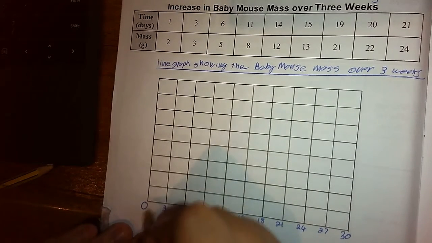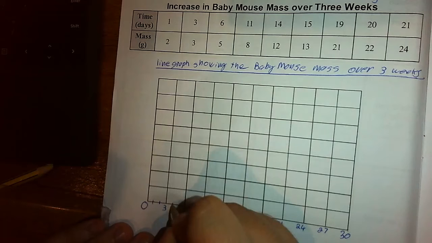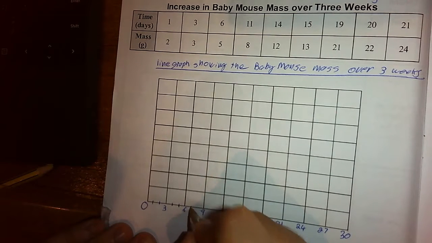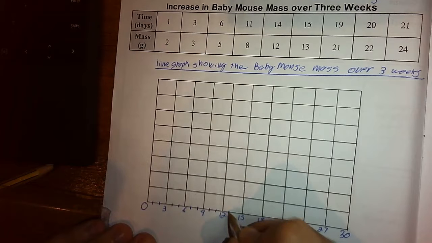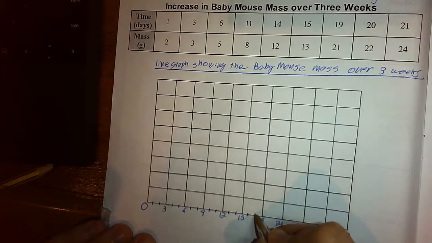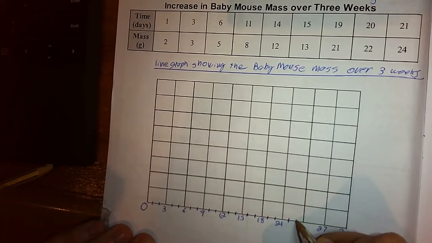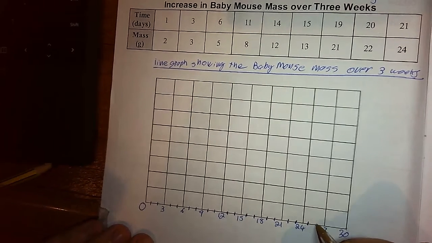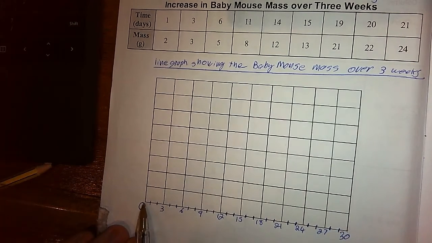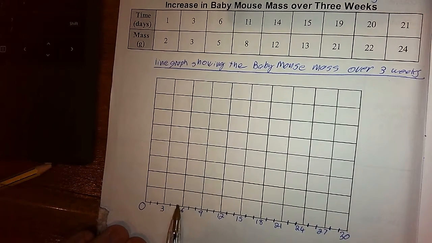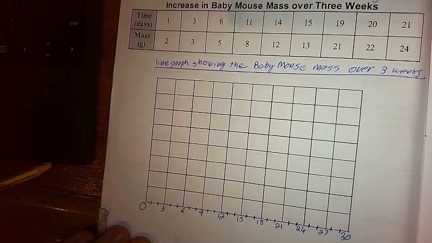Okay. And if you want to go ahead, you can go and put in your little marks so that you know where every one is. Okay, so that was 0, 1, 2, 3, 4, 5, 6, 7, 8, 9, 10, 11, 12, and so forth.